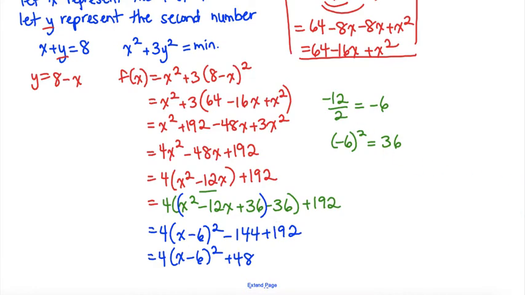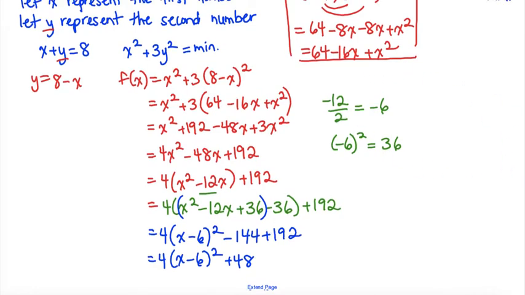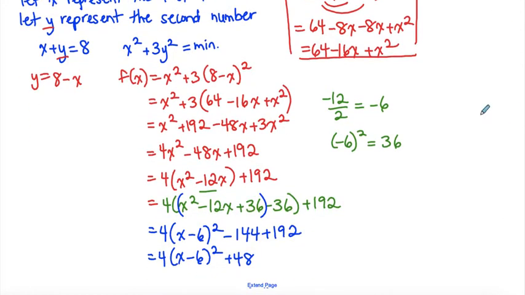So now we can say that if I was, again, to graph this as a parabola, then the vertex of this parabola would be the coordinate (6, 48). So what does that mean? Well, the 6 is our x value, and the 48 would be the minimum value. So for x squared plus 3y squared, 48 is the smallest number that we can get when I substitute any numbers in for x and y, okay?